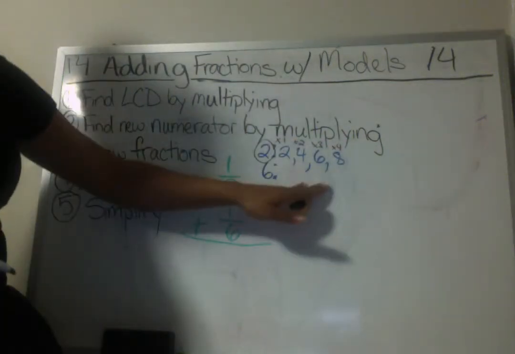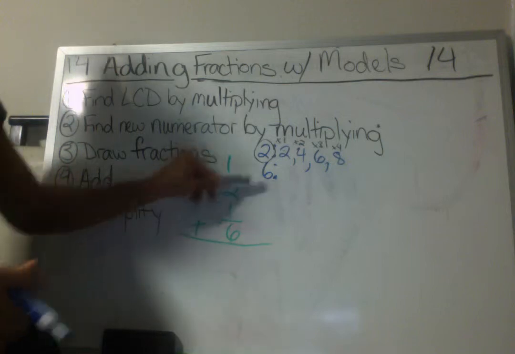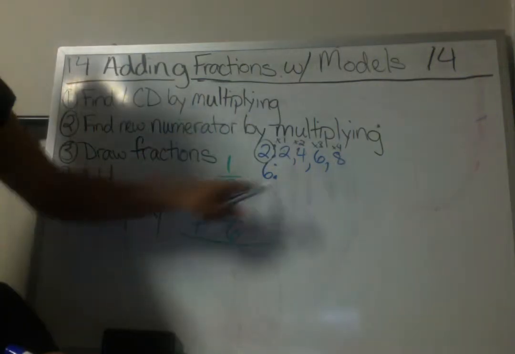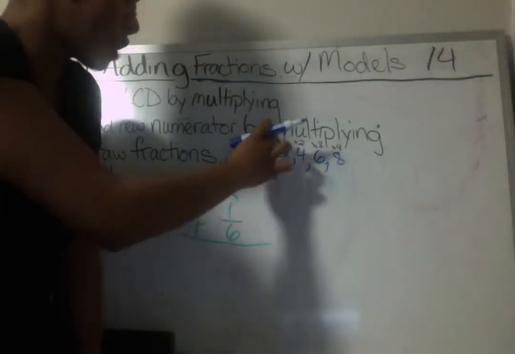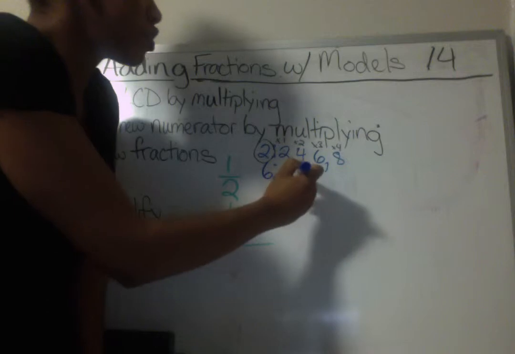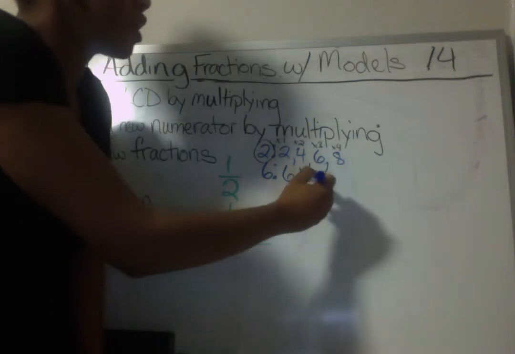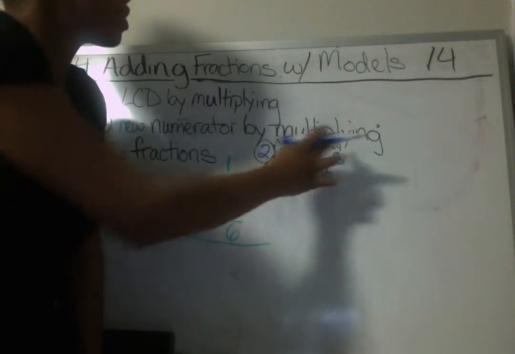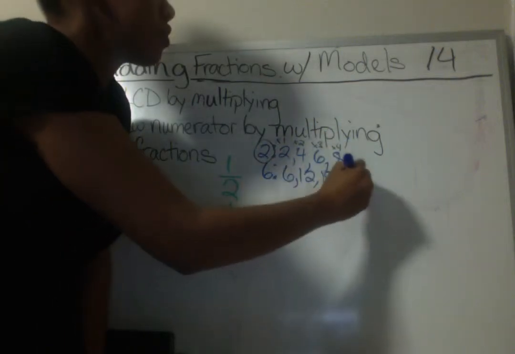But I like to do a little bit at a time to see if we can find one in common before I keep going. So you do the same thing with the 6. 6 times 1 is 6. 6 times 2 is 12. 6 times 3 is 18. 6 times 4 is 24.